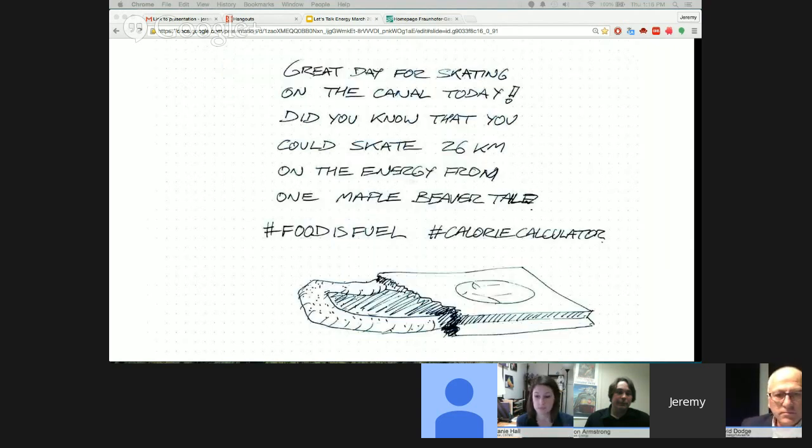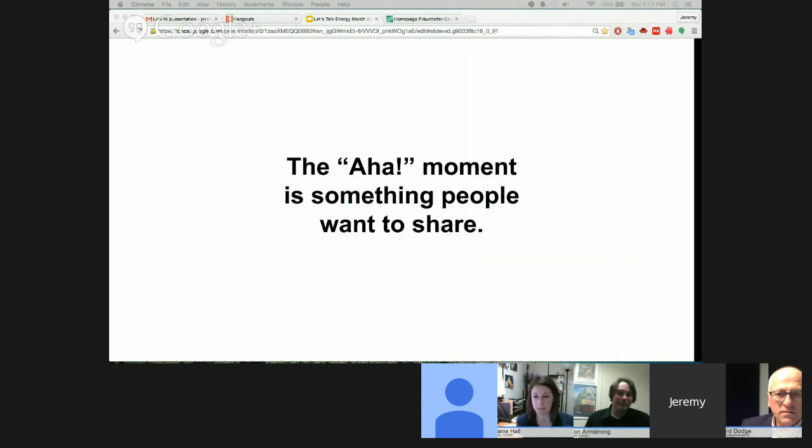Or another one, it was a great day for skating on the canal today. How far could you skate on the power from eating one beaver tail with, say, cinnamon and maple on it? So you're drawing together two concepts, or connecting two concepts that people are familiar with, and you're managing to create a new concept about how much energy there really is in food. That aha moment is what people want to share. It's like a good joke. People like to share a good joke or a good riddle because it gives an aha moment.